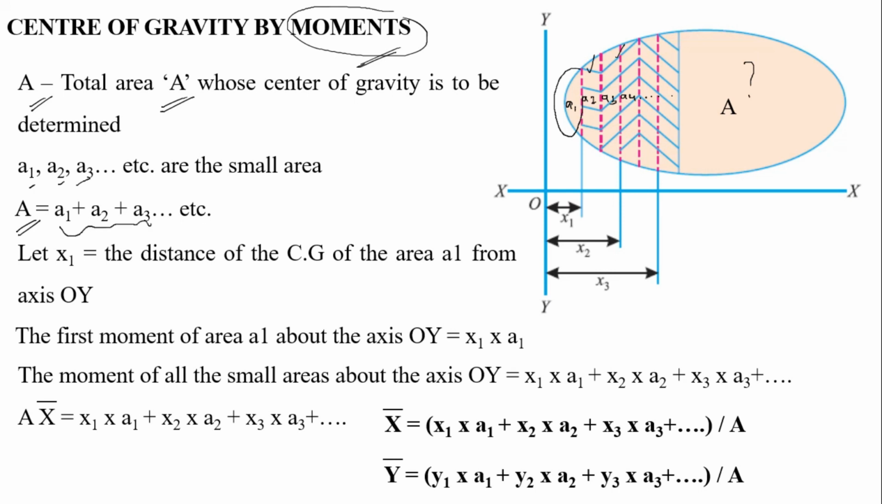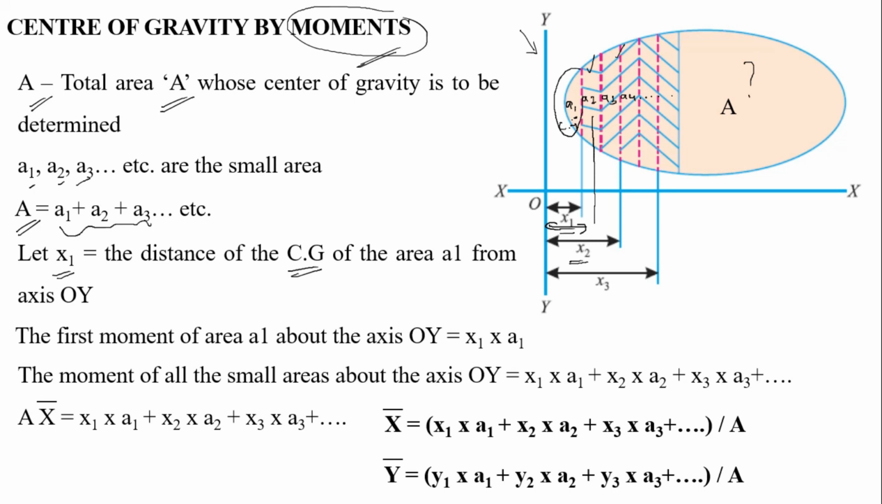Let x1 be the distance of the CG of the area A1 from the OY axis. So, x1 is the distance between the center of gravity of the small area A1 and the reference axis OY. Similarly, x2 is the distance between the CG of A2 and the OY axis. Similarly A3, similarly A4, right?